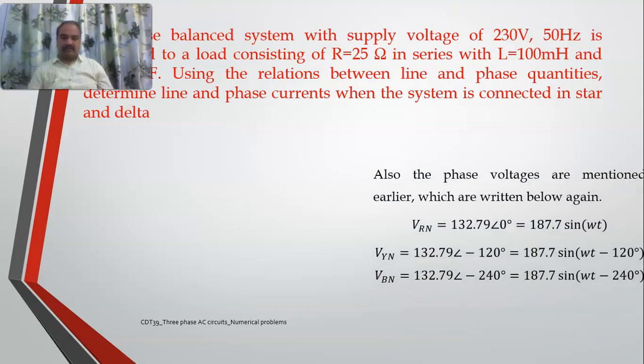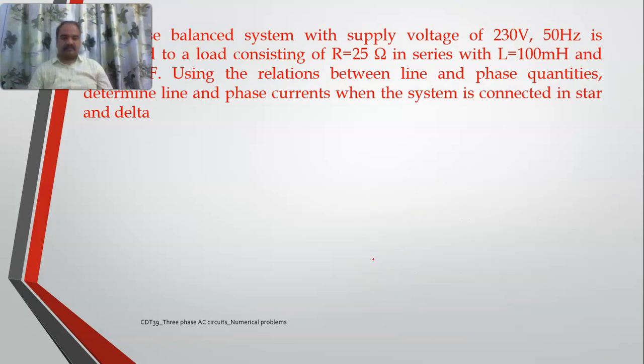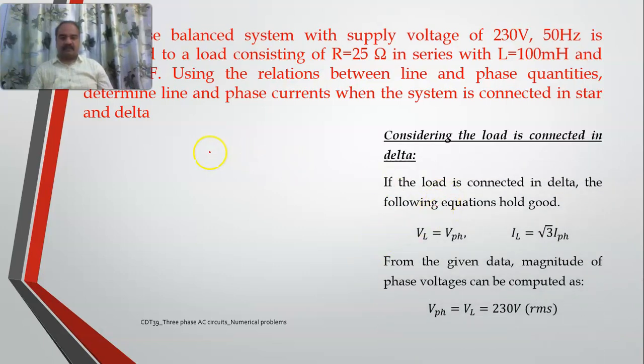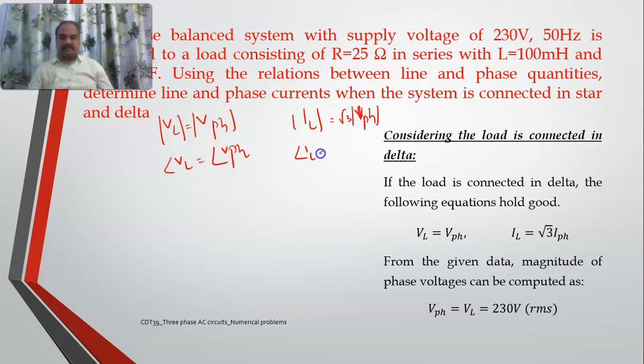Now, when you go to the delta connection, we have already done these things, right? Phase voltage and also line voltage. In delta connection, what are the values? VL is equal to V phase in magnitude, and the angle is the same for both. Whereas for the currents, magnitude is root 3 times I phase, whereas the angle is angle of I phase not plus 30, it is minus 30 here. Try to remember this difference.